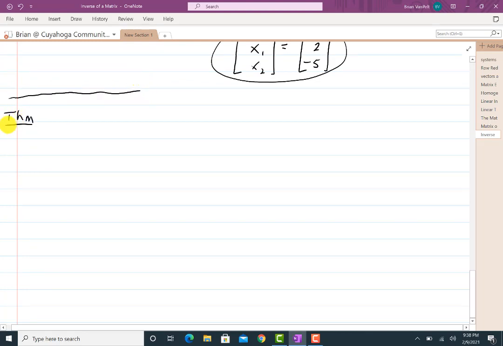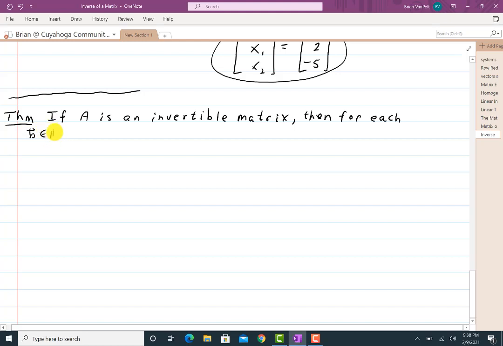Another theorem. If A is an invertible matrix, then for each B in Rn, the equation AX equals B has the unique solution X equals A inverse B. That's of course what I just did.